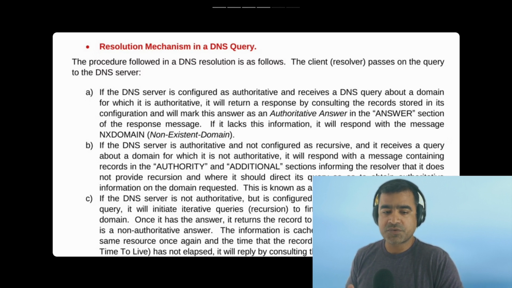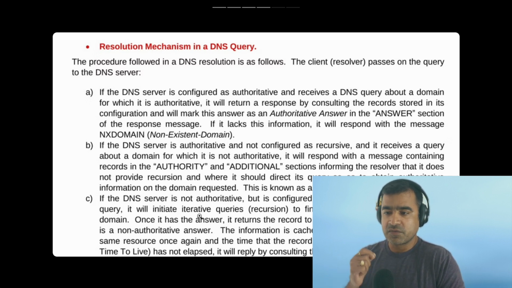Most of our upstream DNS servers, say Google or Cloudflare, are not authoritative for those domains, but they are configured to be recursive. When one receives a query, it will initiate iterative queries to find the authoritative server for that domain. So this recursive resolver is doing the heavy lifting here for us, right?